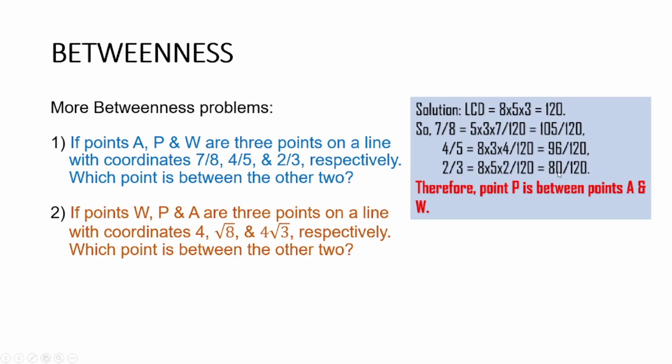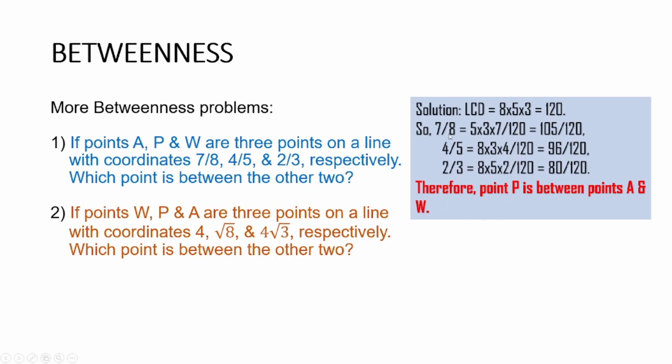So which one is between? Is simply the middle one. So 80 being the least, 105 being the highest. Therefore 96 is our between, which is actually 4/5. So 4/5 is actually point P. Thus point P is between points A and W.